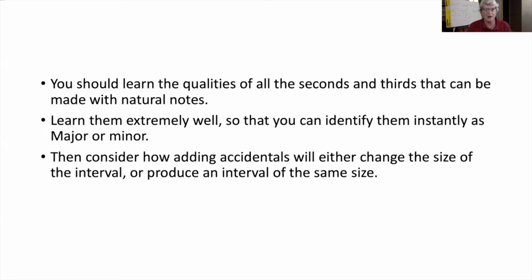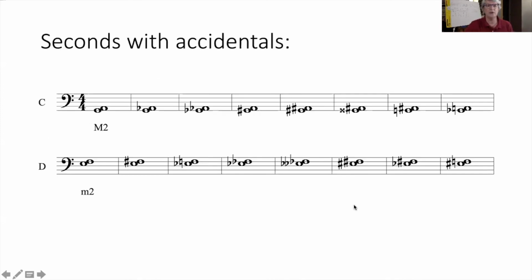Then from there, consider how adding accidentals will either change the quality of the interval, making it larger or smaller, or produce an interval of the same quality if both notes are affected by the same accidental. So let's take a look at two seconds and see how adding accidentals affects them. We'll start with the major second, G A.